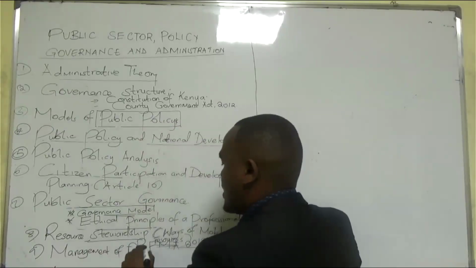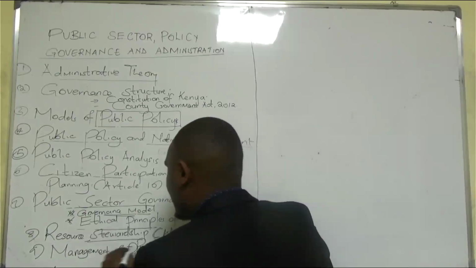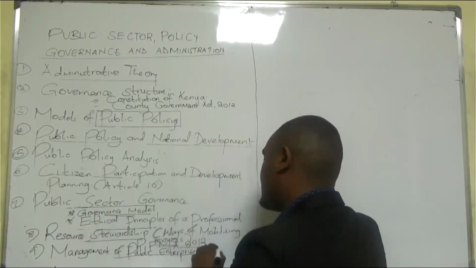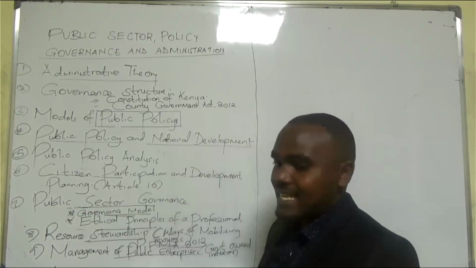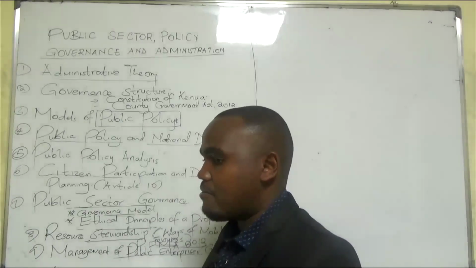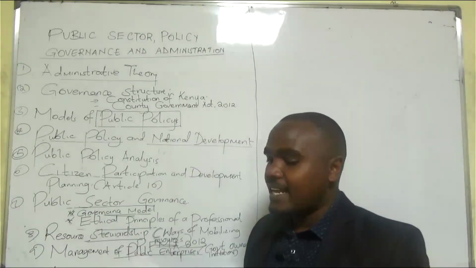Management of public enterprises, which we will commonly say in our classes, these public enterprises are known as the government-owned institutions. Okay? The government-owned institutions, the public enterprises. Common examination question: outline 5 unique features of the public enterprises.